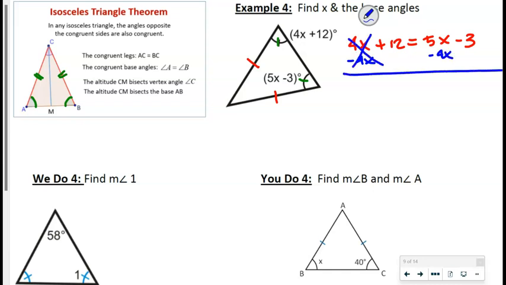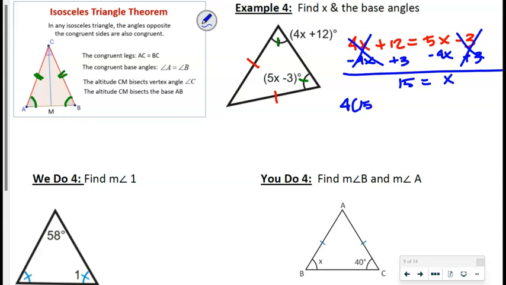So now my x's are gone, and this is just x. Then we're going to add 3 to both sides. So that's gone, and we have 15. So x is equal to 15. So now to find the base angles, which is what it says we should do, we have to put it back in. And this is a great way to check the problem too.